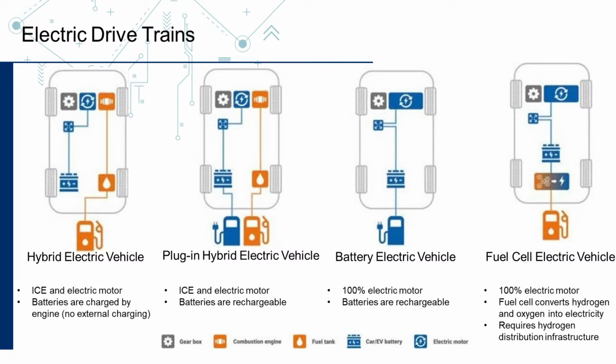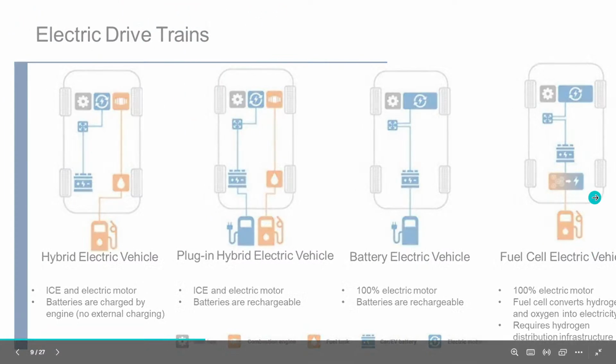So each type of electric vehicle drive offers its own advantages and considerations. Hybrid electric vehicles offer improved efficiency, and PHEVs, that means plug-in hybrid electric vehicles, provide flexibility, and BEVs offer zero emissions but limited range. And fuel cell electric vehicles excel in long range applications with zero emissions. So the choice of an electric vehicle drive depends on a variety of factors such as driving patterns, infrastructure availability and environmental goals. So these are all the types of electric vehicles that are available in the market today.